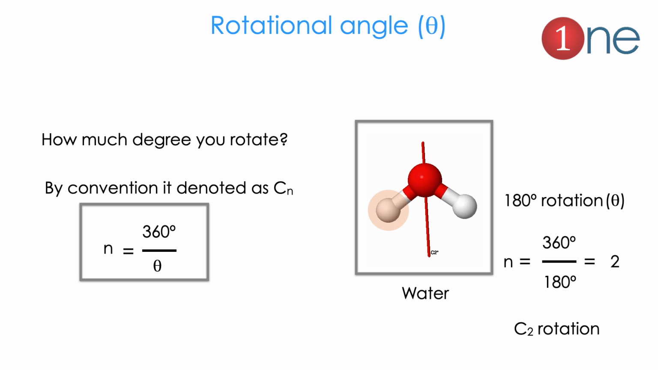Here I have shown the water molecule. Here you are rotating 180 degrees to get the same molecule. So what is n here? 360 by 180, which is equal to 2. So you are doing a C2 rotation.